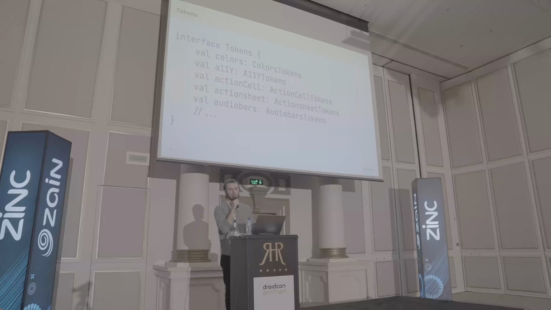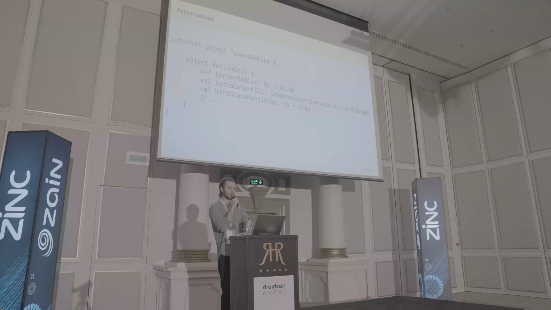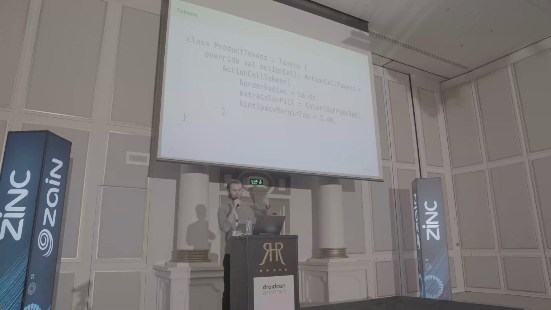So the tokens interface has a lot of properties, and each of those properties, for example, action cell tokens, is another class which defines all design tokens for a specific component. In this case, it's called action cell. And inside we have things like DP, colors, etc. And then we can just combine the interface and this class and provide the implementation of it. Basically assign the actual values to those defined properties. And then provide this class for the rest of the UI to use.